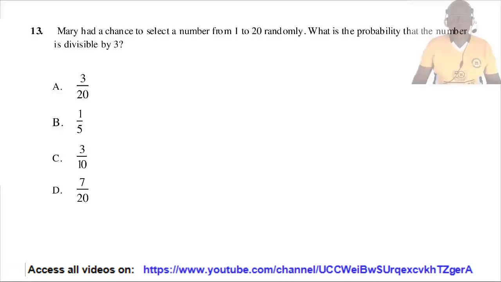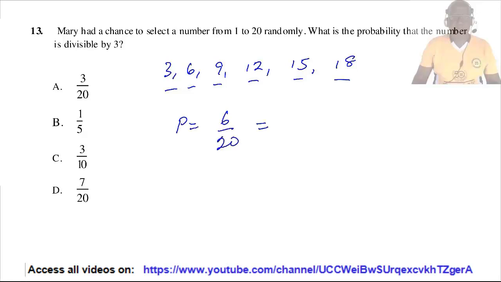Question 13. Mary had a chance to select a number from 1 to 20 randomly. What is the probability that the number is divisible by 3? Numbers between 1 and 20 divisible by 3 are 3, 6, 9, 12, 15, and then 18. They are 1, 2, 3, 4, 5, 6 in number. So the probability is going to be equal to 6 divided by 20, which equals 3 divided by 10. So the answer is C.